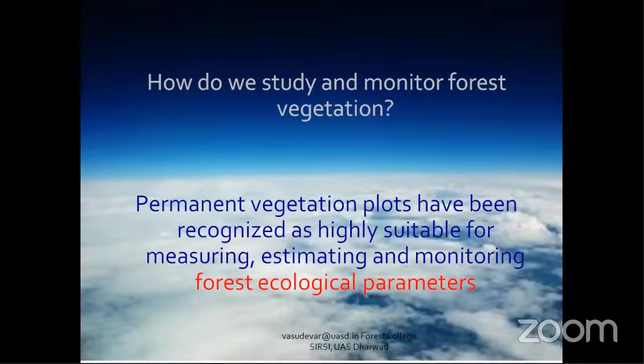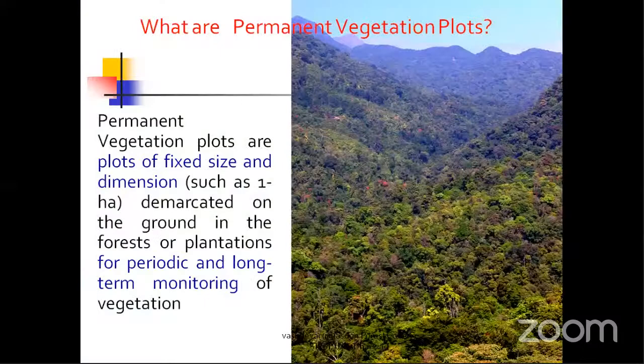So, how do we study and monitor the forest vegetation? One of the most important aspects of forest vegetation monitoring, and there is no other method for it, is the permanent vegetation plots. These are highly suitable for measuring, estimating, and monitoring the ecological parameters. Let me tell you what exactly a permanent vegetation plot is. What you are seeing is a valley about 20 kilometers from my town, Sirsi. This is the Aganashini Valley. If you mark 1 hectare of the area here, and monitor each and every tree through meticulous marking and tagging, and take up periodic and long-term monitoring, that becomes a permanent vegetation plot.